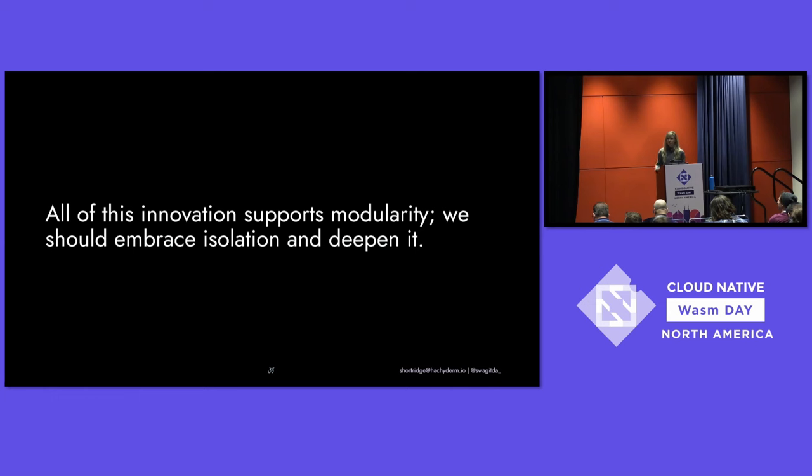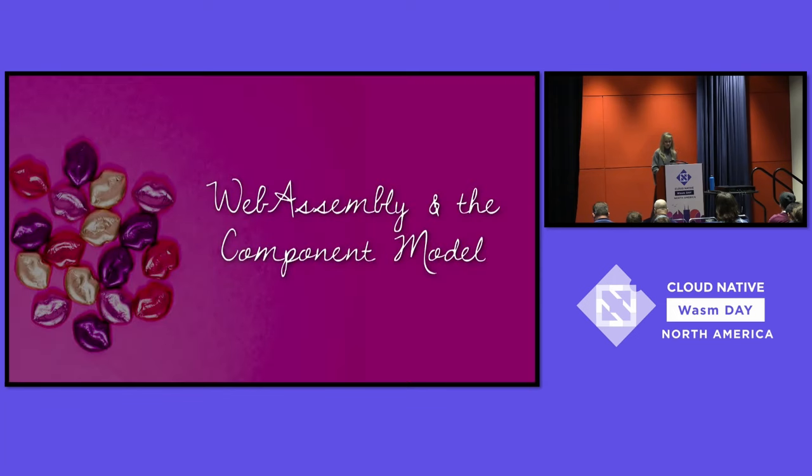Now, nature discovered that this isolation is a critical part of the survival, and I guess thrival, of complex life forms. We've painstakingly discovered this over the past few decades for our complex software systems. So I think we should embrace even more isolation and deepen our innovation in it. So how do we deepen this love affair, right? I believe WASM, and especially the component model, is the next big step in this love affair with isolation.